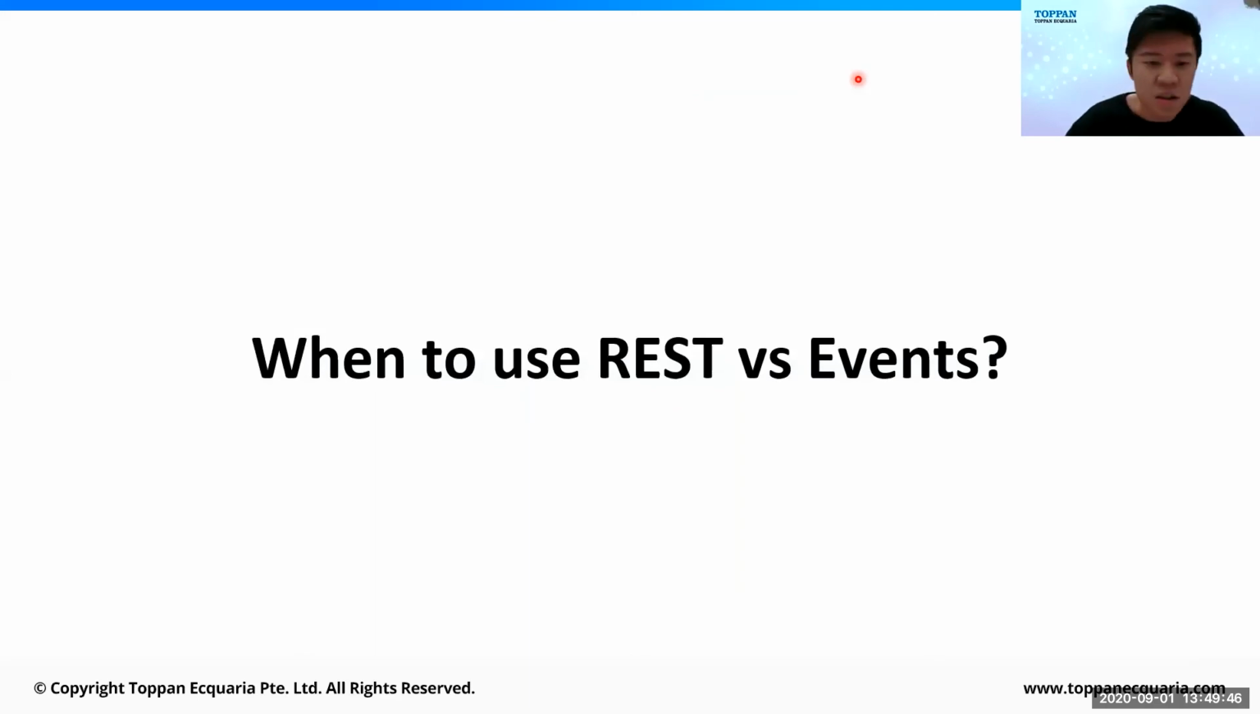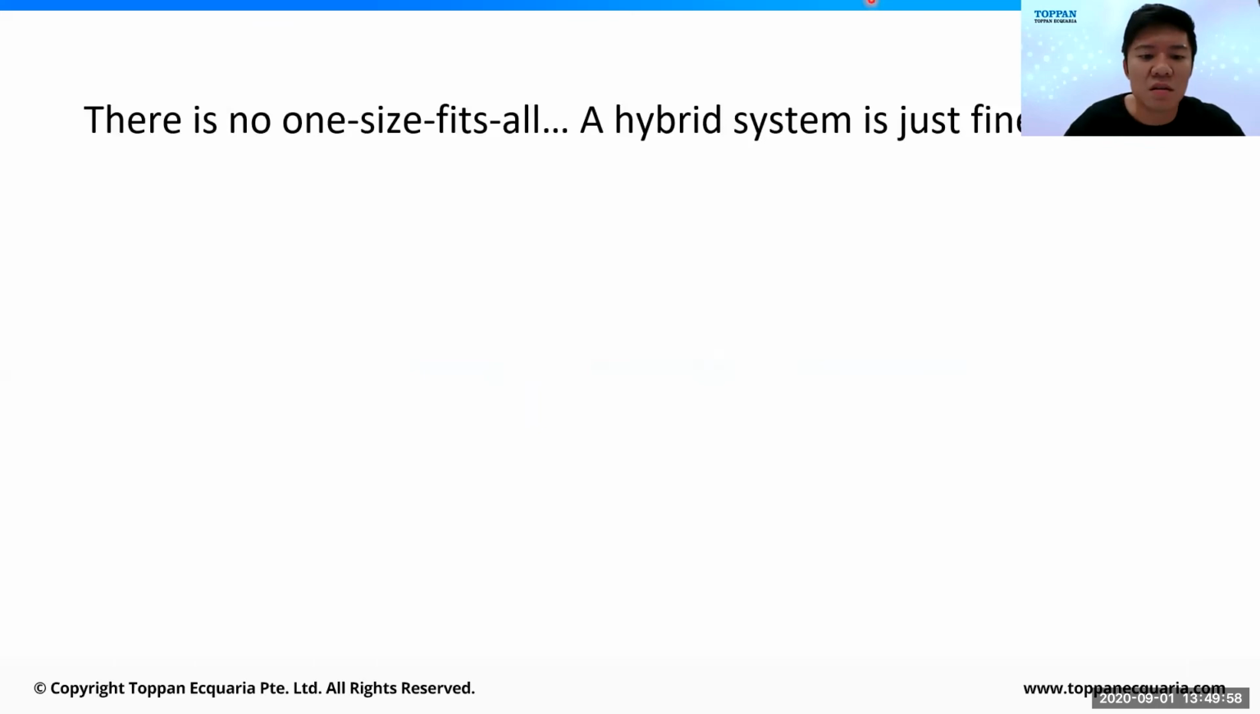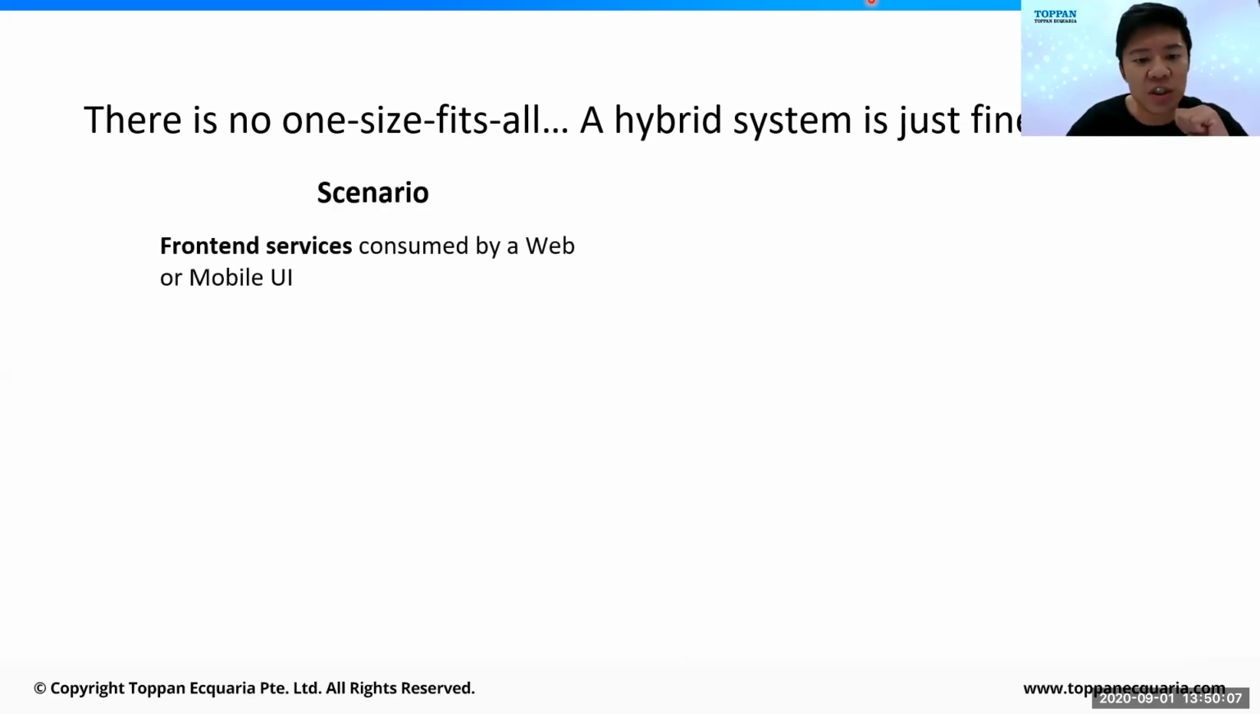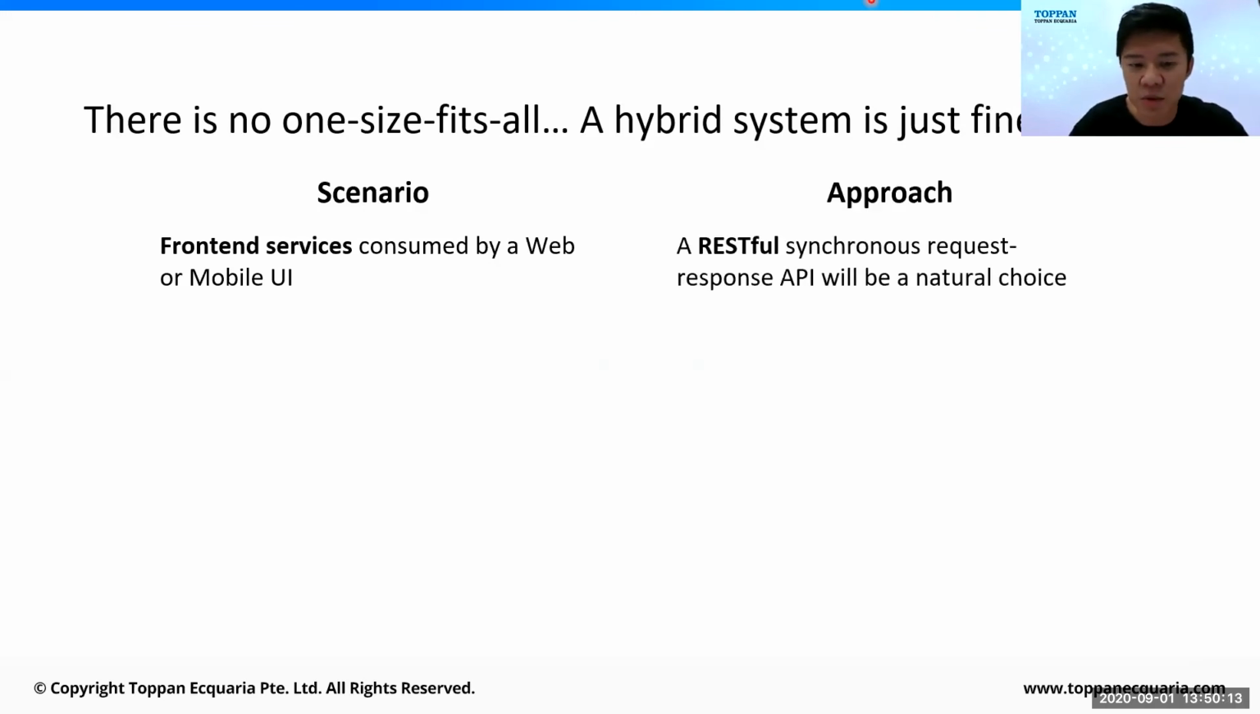So now, after all I have shared, you may ask, does that mean that we need to move to event-based for our microservice implementation? We think that there's no one size that fits all. There are scenarios where one approach is better than the others. For example, if you are building front-end services that will be consumed by web or mobile applications, we think that the REST API synchronous approach is a natural choice.